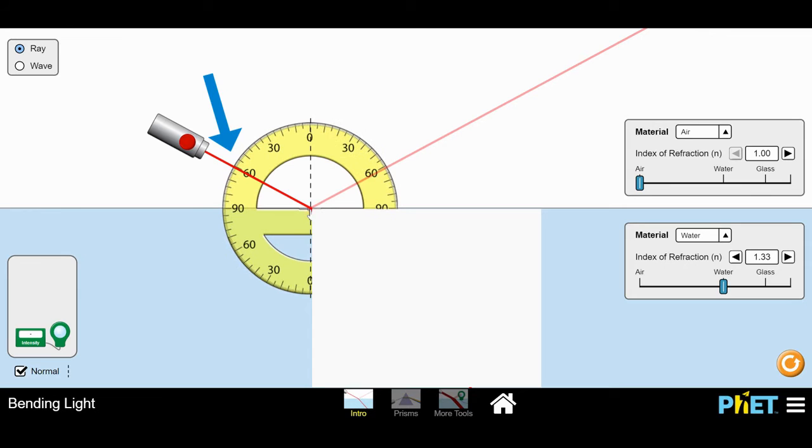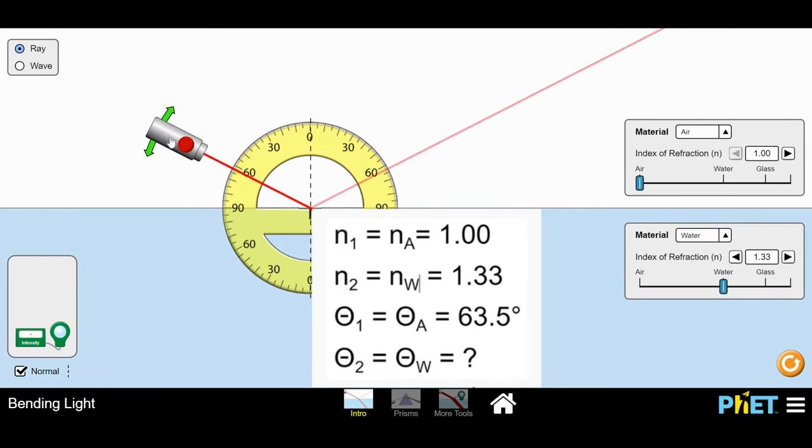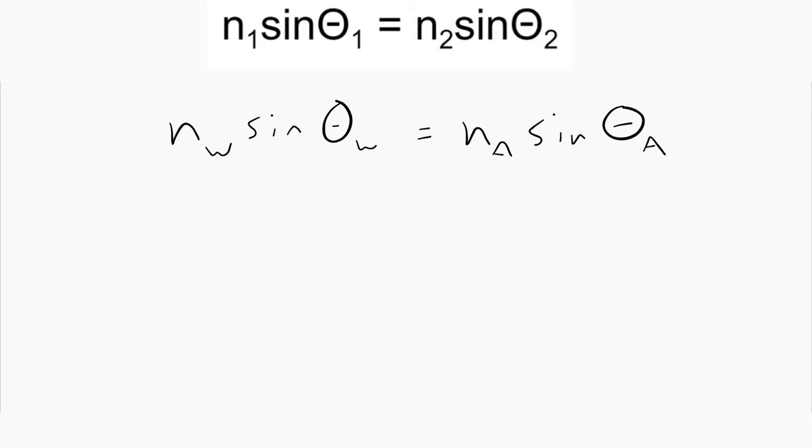Now let's look at an example making a prediction for an angle of refraction. In this problem, we have light traveling through air and entering into water with an incident angle of 63.5 degrees. The N1 for air is 1.00 and the N2 for water is 1.33. To solve, we will begin by writing out Snell's law. I will use W for water and A for air. NW sine theta W equals NA sine theta A.